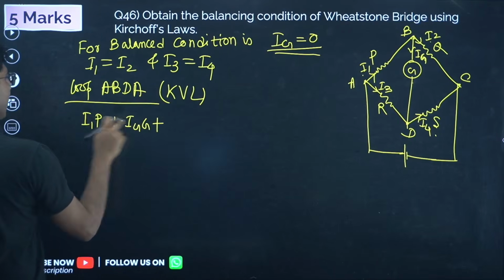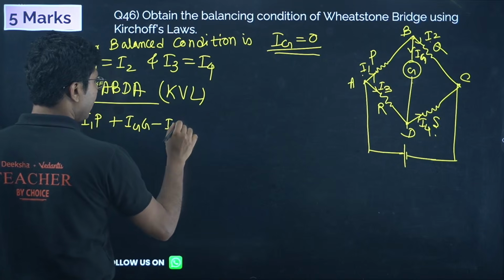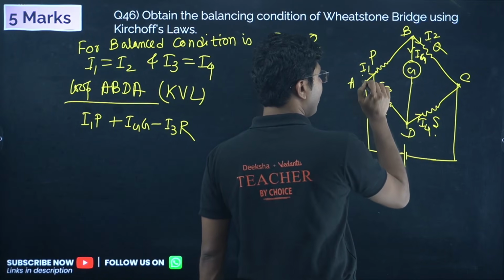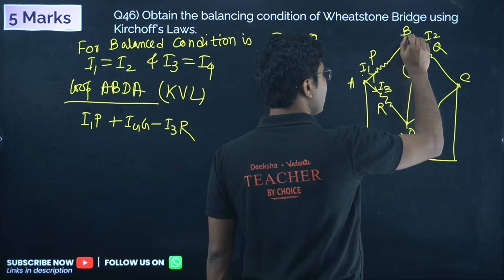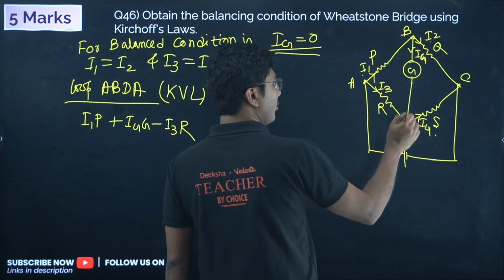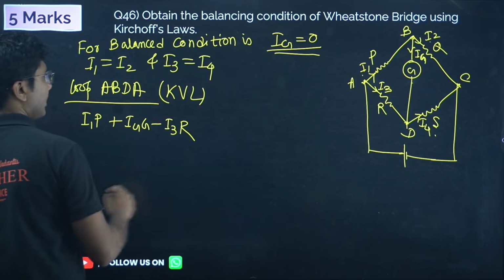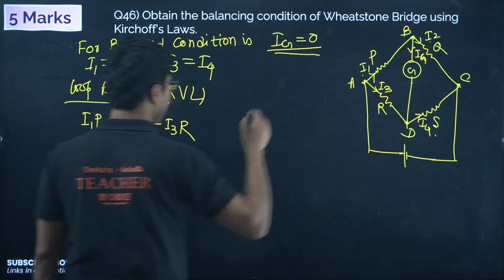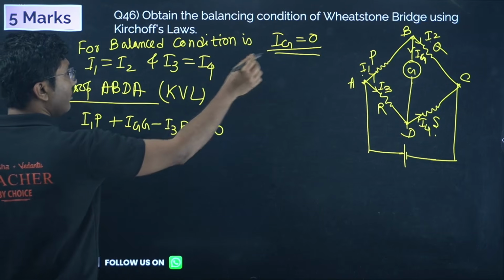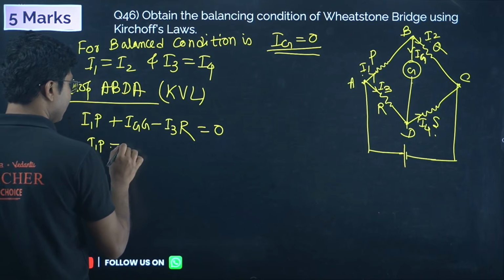Because whenever you are going in a loop, remember that the direction of the current is important. Okay, so when you are going in this direction, 1, 2, 3, 4, so 4 and 1 are the same. So in this direction the current is positive, in this direction the current is positive. Okay, in this direction we are going from here to here, but the current is going in the opposite direction. That's why it is minus. And as there is no battery connected here, it will equal 0. Now IG obviously equals 0. So from there we can say I1P equals I3R.